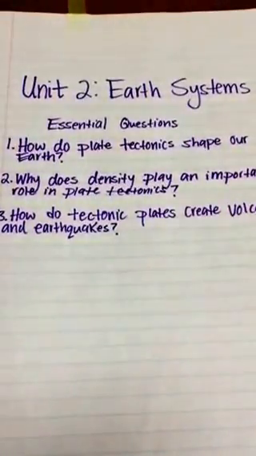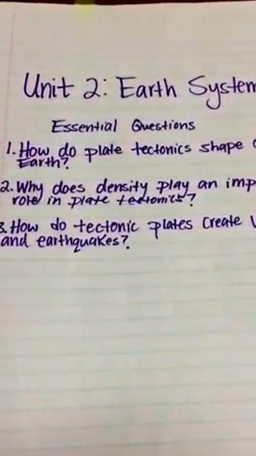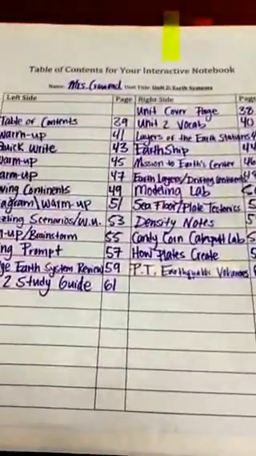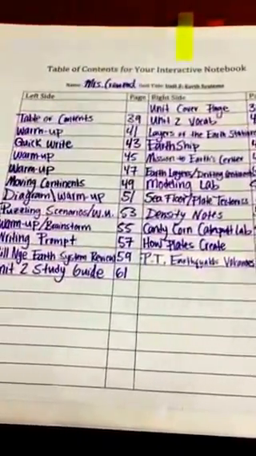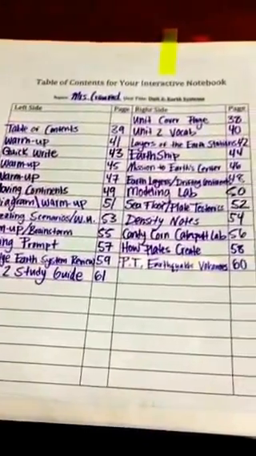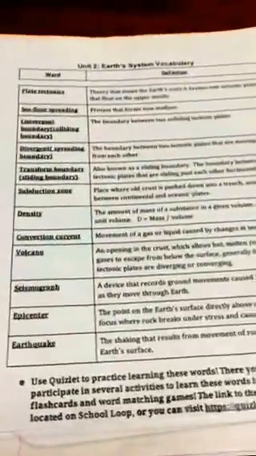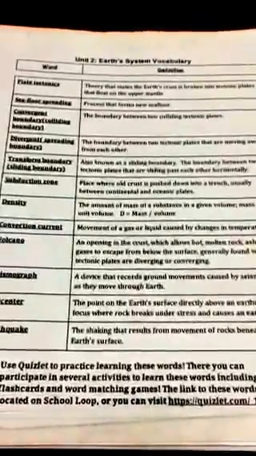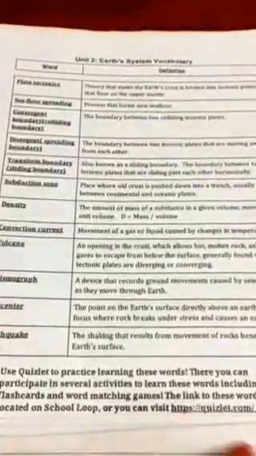This video will help you prepare for the Unit 2 Earth Systems ISN check. Please make sure you have a completed table of contents. Please hit the pause button if you are missing any of the table of contents items. On page 40 is a list of the Unit 2 vocabulary words. Again, please make sure you use Quizlet to study them to prepare for the test.